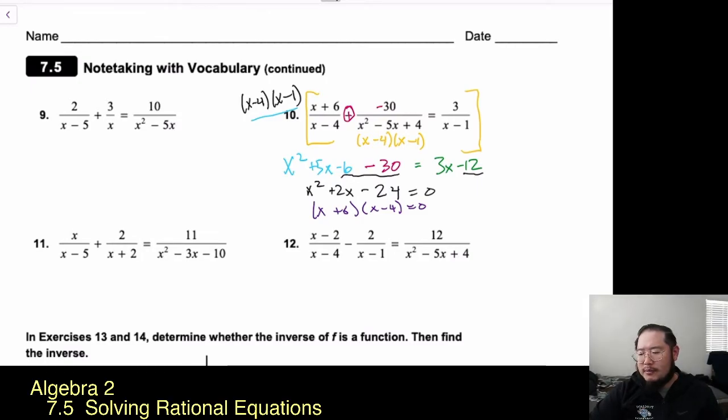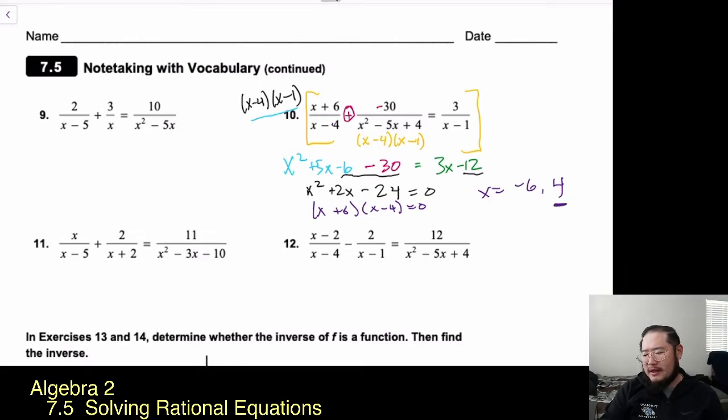We'll go ahead and set both those binomials equal to 0, and x is equal to negative 6 and positive 4. Okay? Don't forget, make sure you check to see if you have any extraneous solutions. And after all this work, you're saying, well, there's more to it? There certainly is. Okay, there's more to it right here. So I'll cut to the chase.